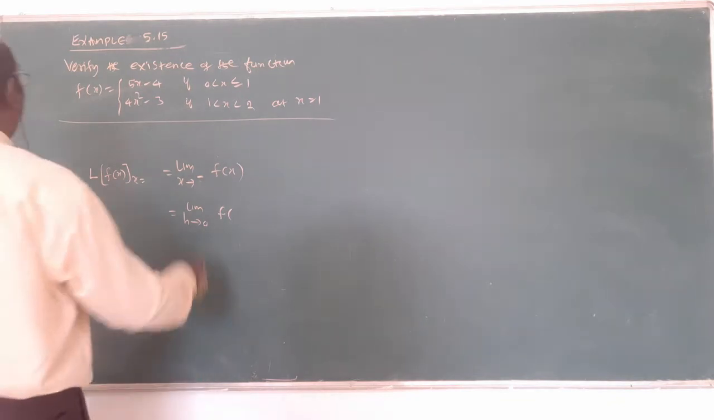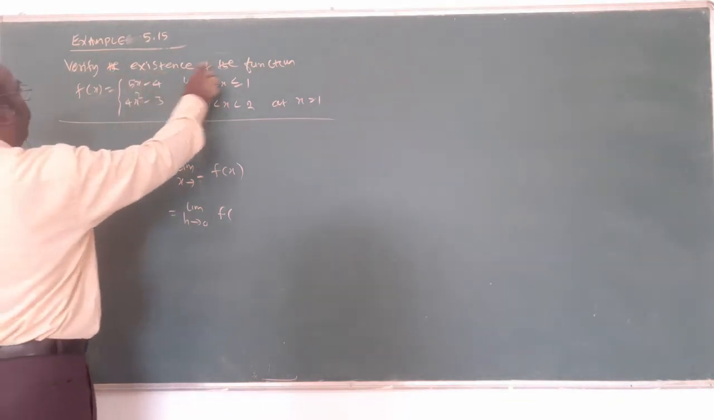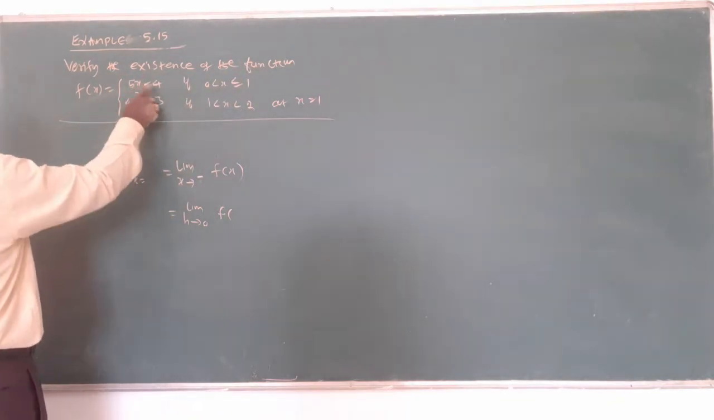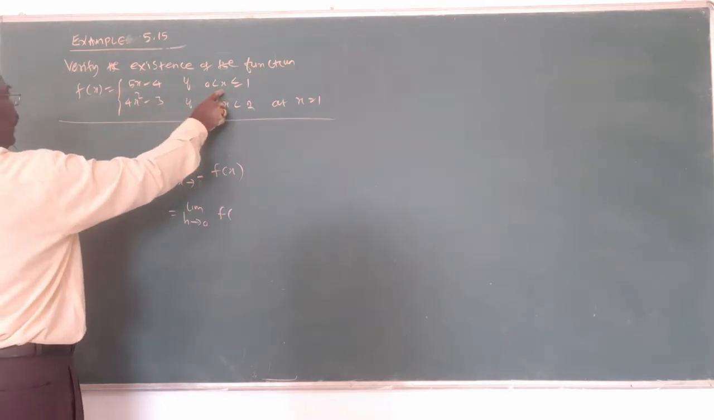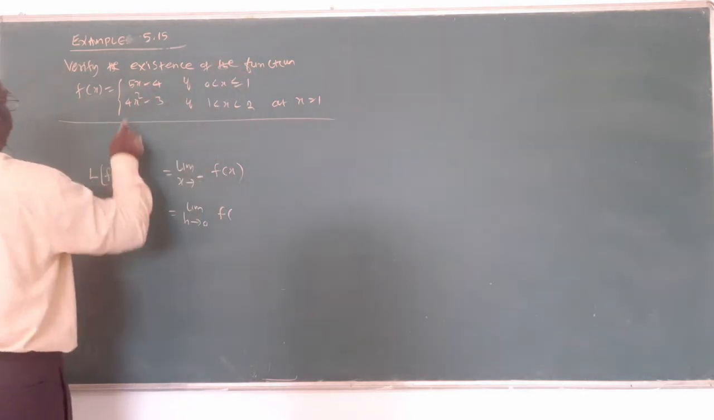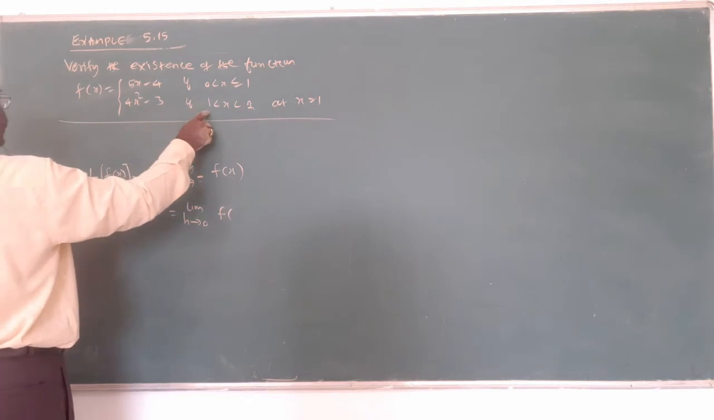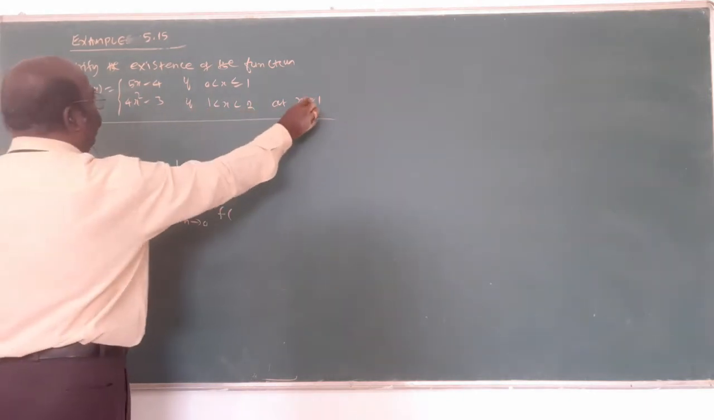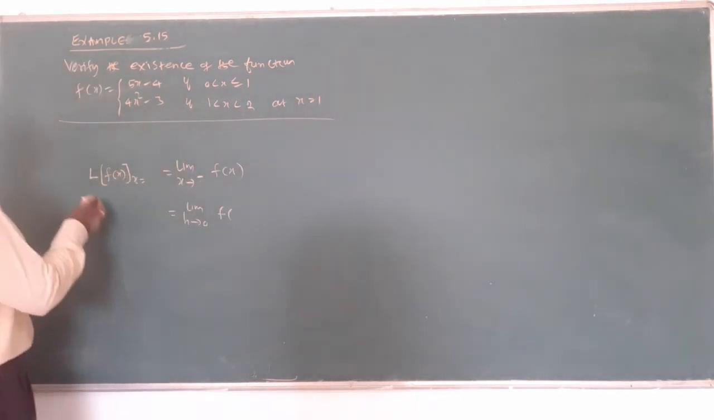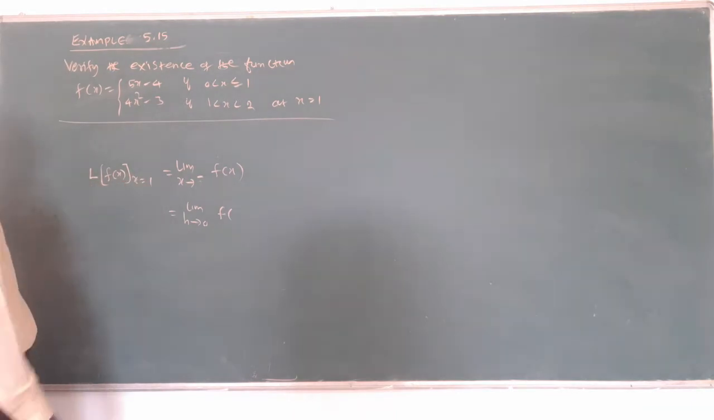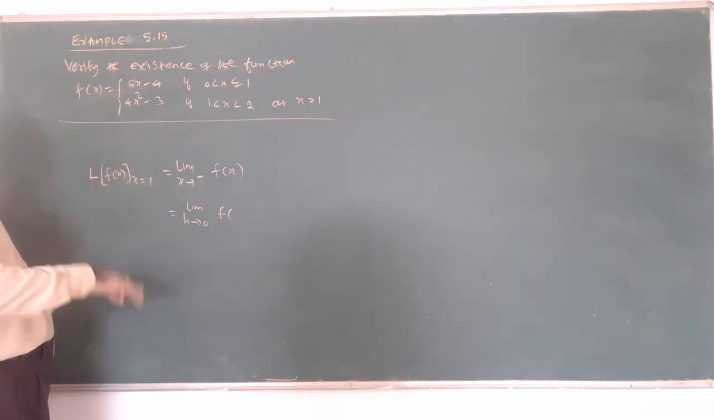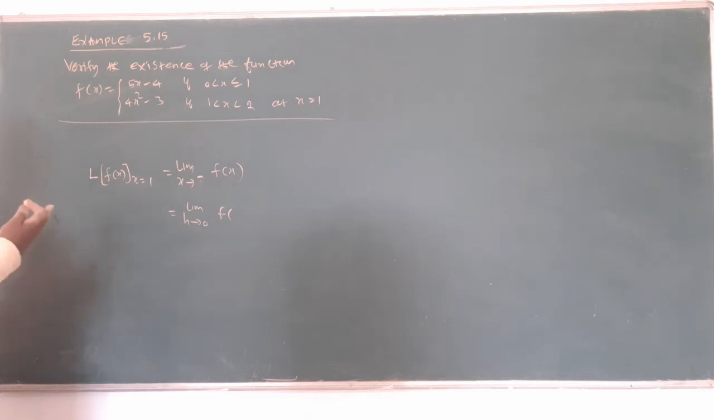Now next question. Verify the existence of the limit of the function f of x equal to 4x minus 4 if 0 less than or equal to x less than or equal to 1, and 4x square minus 1 if 1 less than x less than 2, at x equal to 1. Now what I told you: find the left hand limit and the right hand limit. Both will be equal, that means the limit exists. That's all I ask you. For existence, you find left and right.